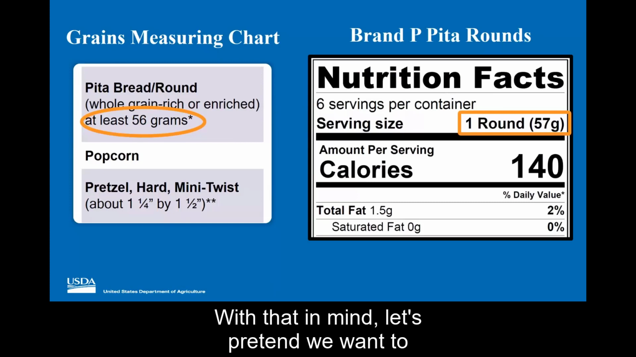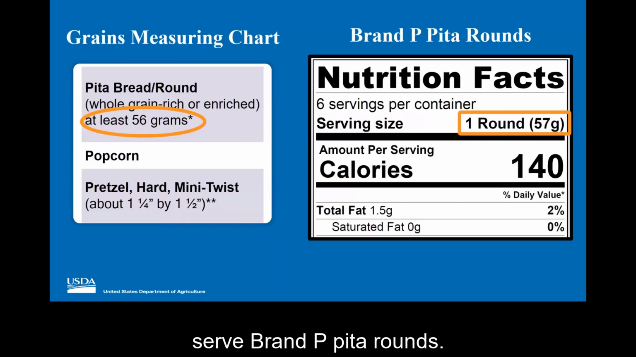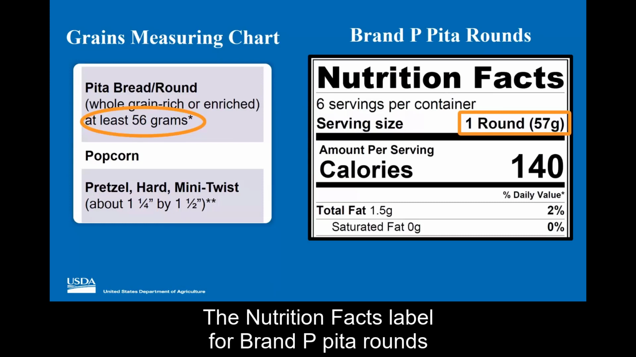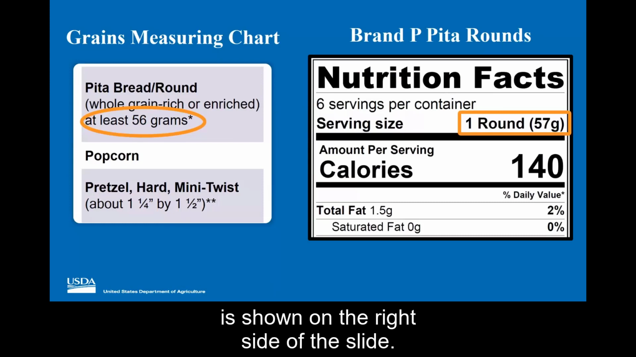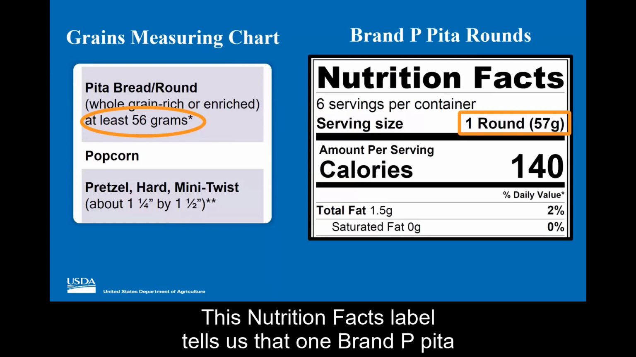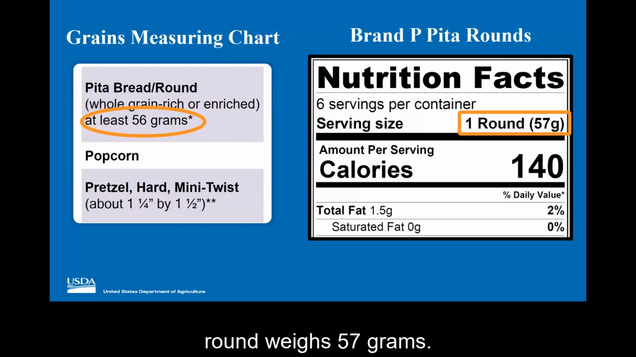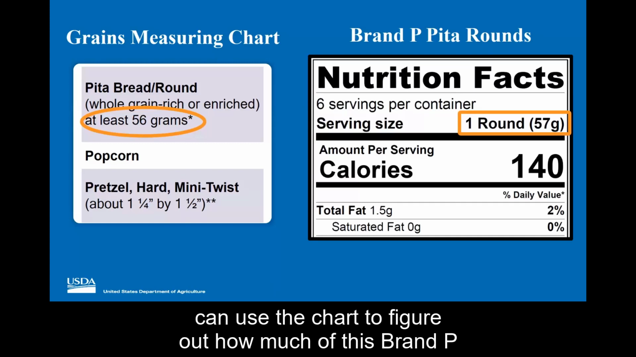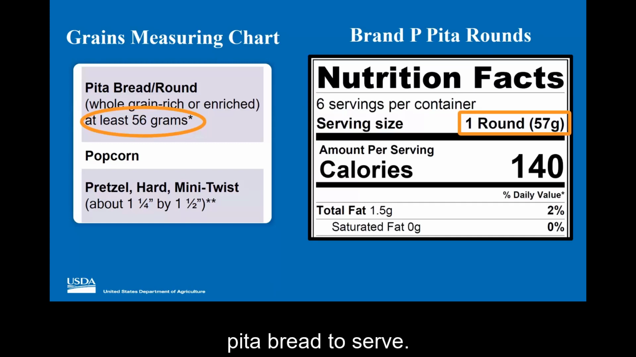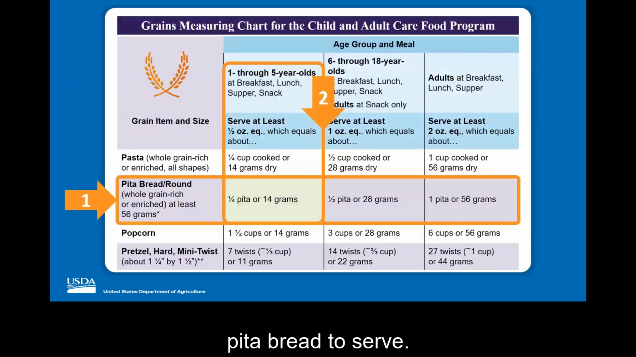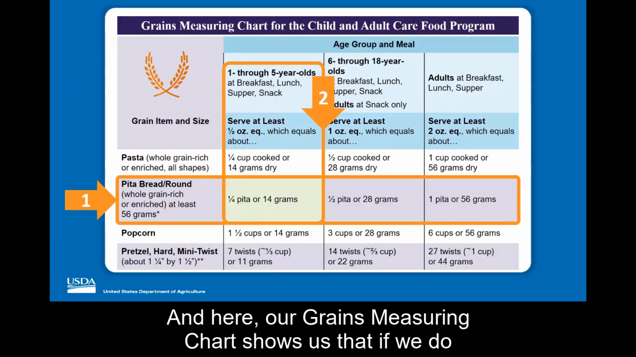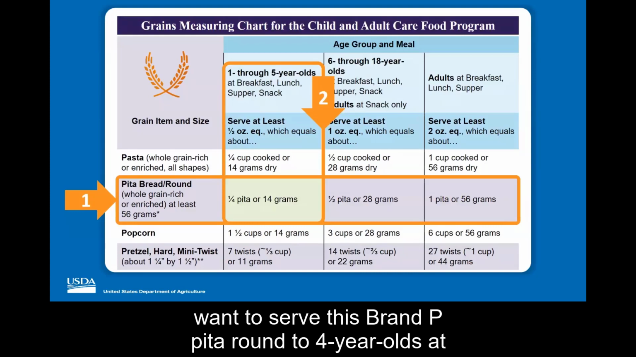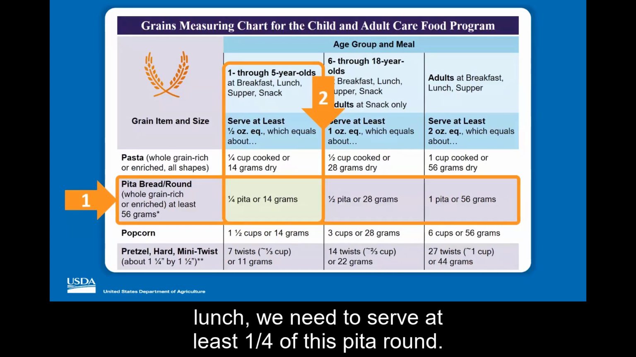So with that in mind, let's pretend we want to serve brand P pita rounds. The nutrition facts label for brand P pita rounds is shown on the right side of the slide. This nutrition facts label tells us that one brand P pita round weighs 57 grams. 57 grams is more than 56 grams, so we know that we can use the chart to figure out how much of this brand P pita bread to serve. And here, our grains measuring chart shows us that if we do want to serve this brand P pita round to 4-year-olds at lunch, we need to serve at least 1/4 of this pita round.